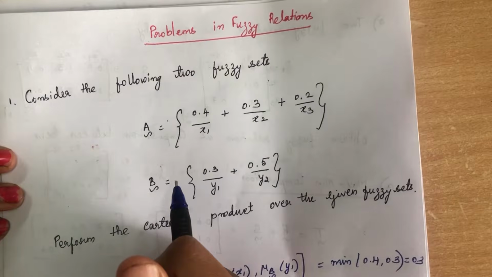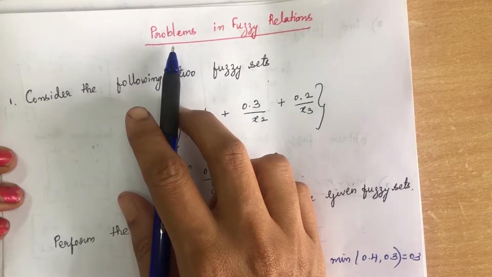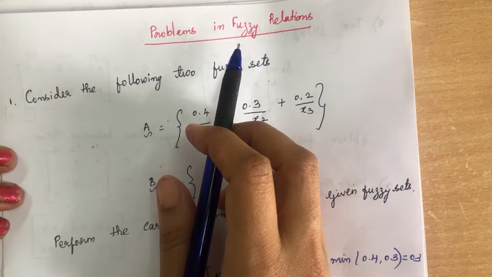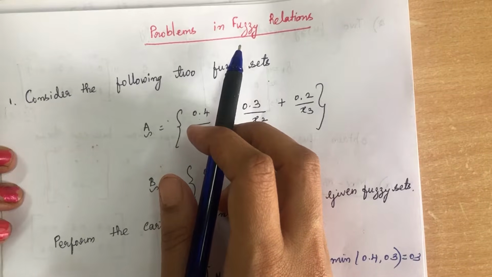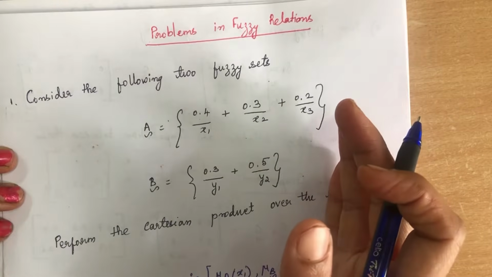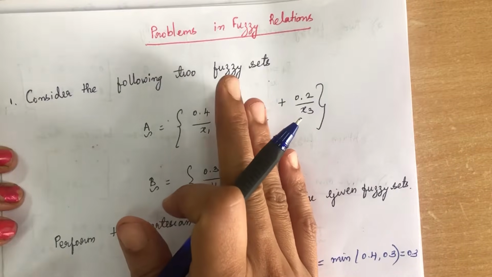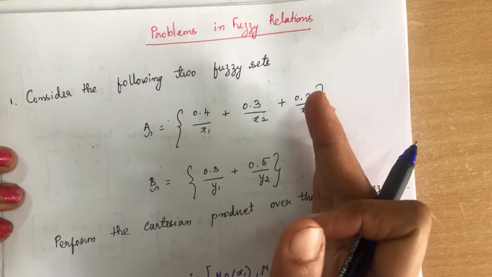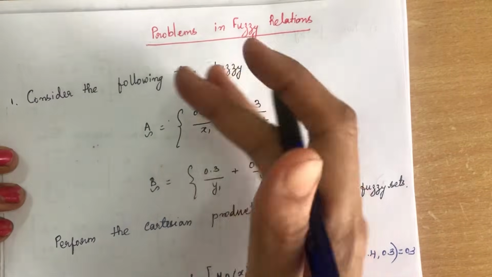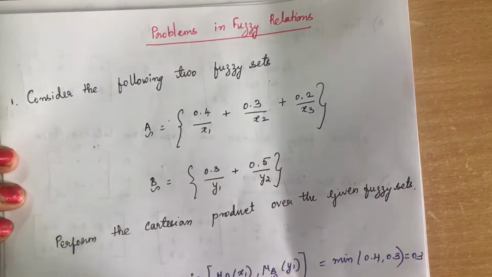In today's video, I am going to explain to you the problems in fuzzy relation. So we know what a fuzzy relation is. A fuzzy relation gives you a relationship between two objects, similar to a classical relation or crisp relation. In the last lecture, we saw what a fuzzy relation is and all its properties. Now we are going to see the problems in fuzzy relation. Let's get started.